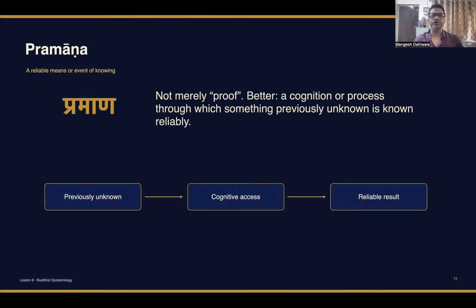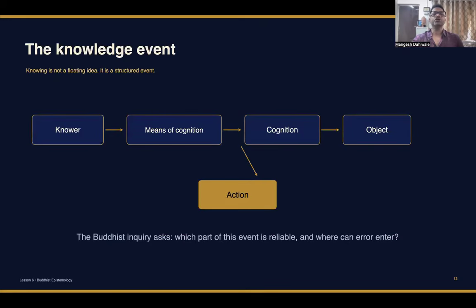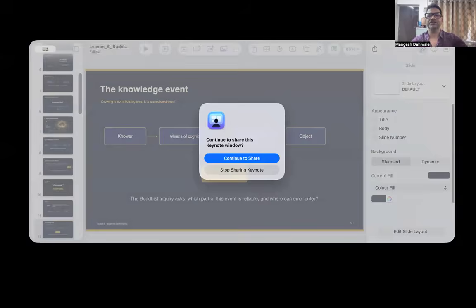So the Buddhists have, previously unknown, something is unknown, then cognitive access and reliable result. So this is how the pramana takes place. But I'm going to go deep into this.